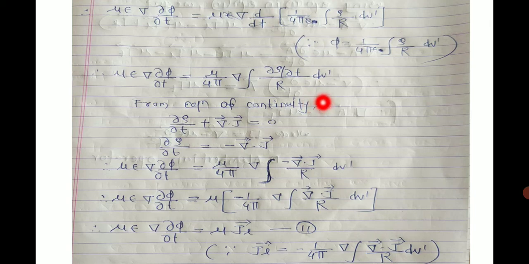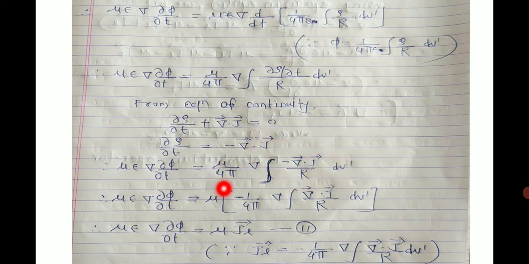Then we put the value of this ∂ρ/∂t, but we know the famous equation, the equation of continuity: ∂ρ/∂t + ∇·J = 0. We will prove this in the TYBSc book. In that equation ρ and J are linked with each other, and the value of ∂ρ/∂t is equal to this ∇·J; transposing to the other side it becomes minus, so ∂ρ/∂t = −∇·J. Then put the value of ∂ρ/∂t in that equation, and we get με ∇(∂φ/∂t) = μ/4π ∇ ∫ (−∇·J)/r dV'.